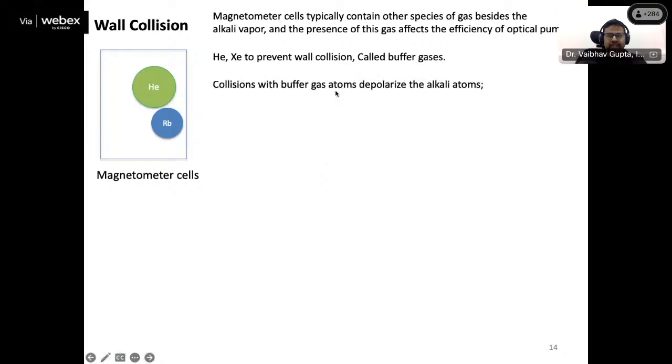Now, with collision with the buffer gas, atoms can also depolarize, right? Once we introduce this buffer gas, they can also collide with the buffer gas rather than colliding with the wall.